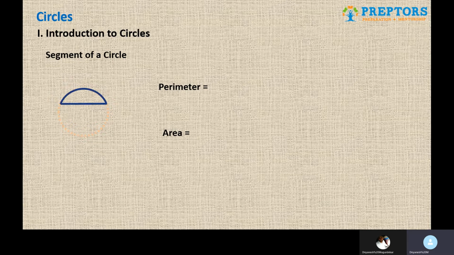Next one is segment of a circle. Something like this kind of a figure you will see. Perimeter is two things. Not only does it include an arc, but some constant part c as well. So theta upon 360 into 2 pi r plus c is the perimeter of a segment of a circle.